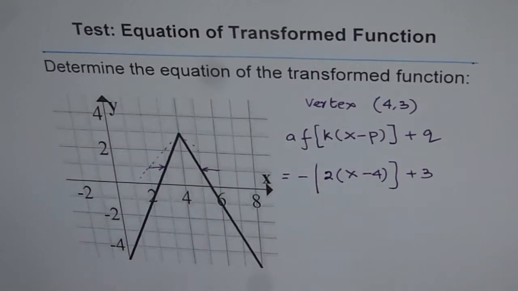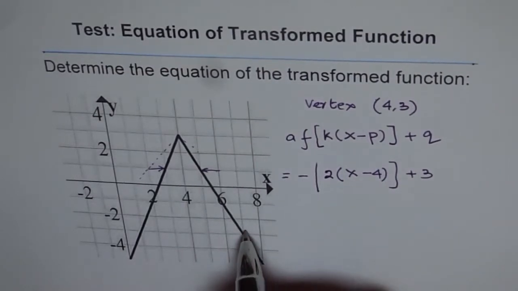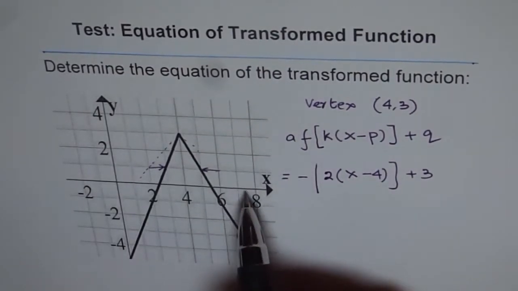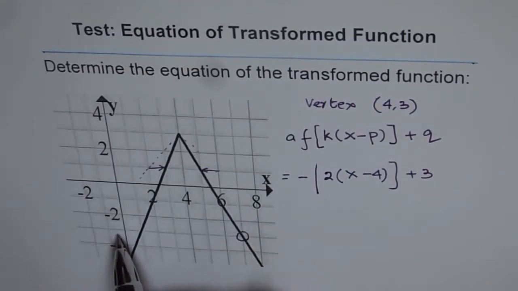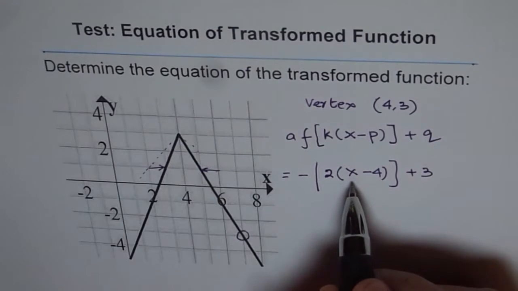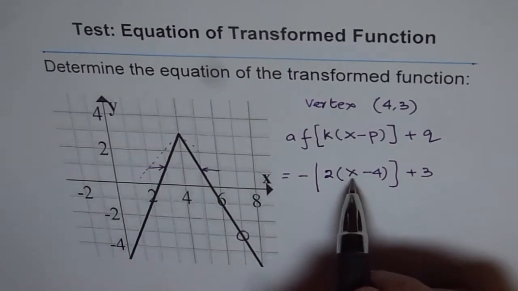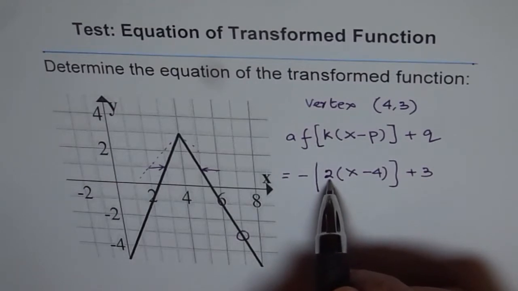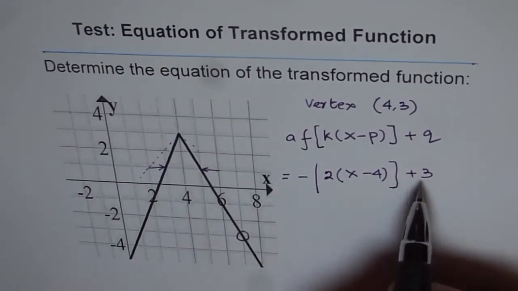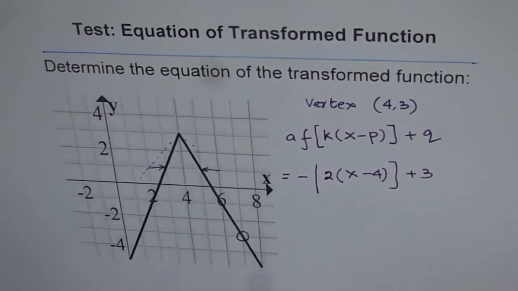You can check some points to just confirm whether it is perfectly fine or not. For example, if you plug in this point, which is 7, then what do you get? Do you get minus 3? That could be a check, right? So if I plug in 7 here, then I get 7 minus 4 is 3. 3 times 2 is 6. Minus outside and plus 3. Yes, we do get minus 3. So this equation is perfectly fine.